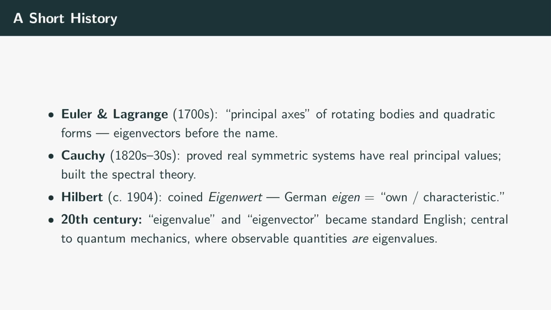The modern word arrived around 1904 with David Hilbert, who coined the German term eigenwert. The prefix eigen is German for own or characteristic, so an eigenvalue is the matrix's own characteristic value, the stretching factor that belongs to it intrinsically. Over the 20th century, the hybrid words eigenvalue and eigenvector became standard English, half German and half English, and they became absolutely central to physics. In quantum mechanics, the measurable quantities of nature, energy, momentum, spin, are literally the eigenvalues of operators. The math we are doing is the grammar of the physical world.